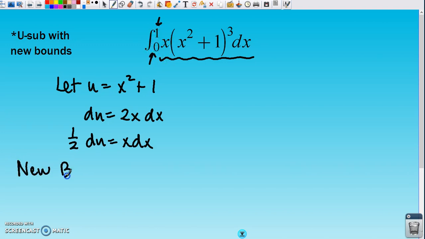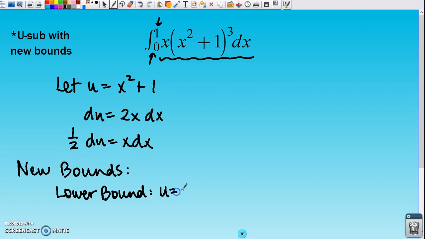So for my new bounds, I have a lower bound and an upper bound. Right now my lower bound is 0, but that is in terms of x. So I will take my equation u equals x squared plus 1. So u is equal to 0 squared plus 1. So now my new lower bound is going to be 1. Okay, so everybody see how that happened?